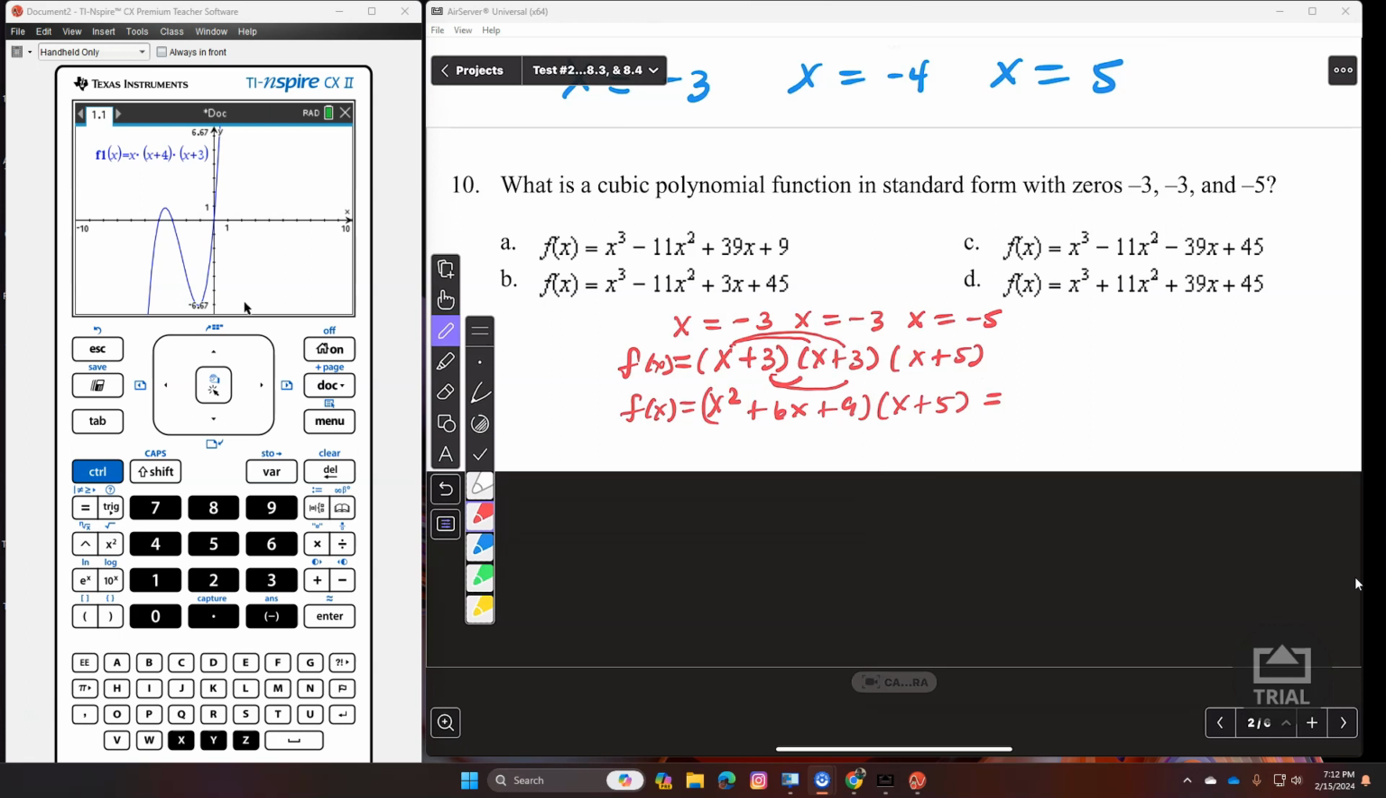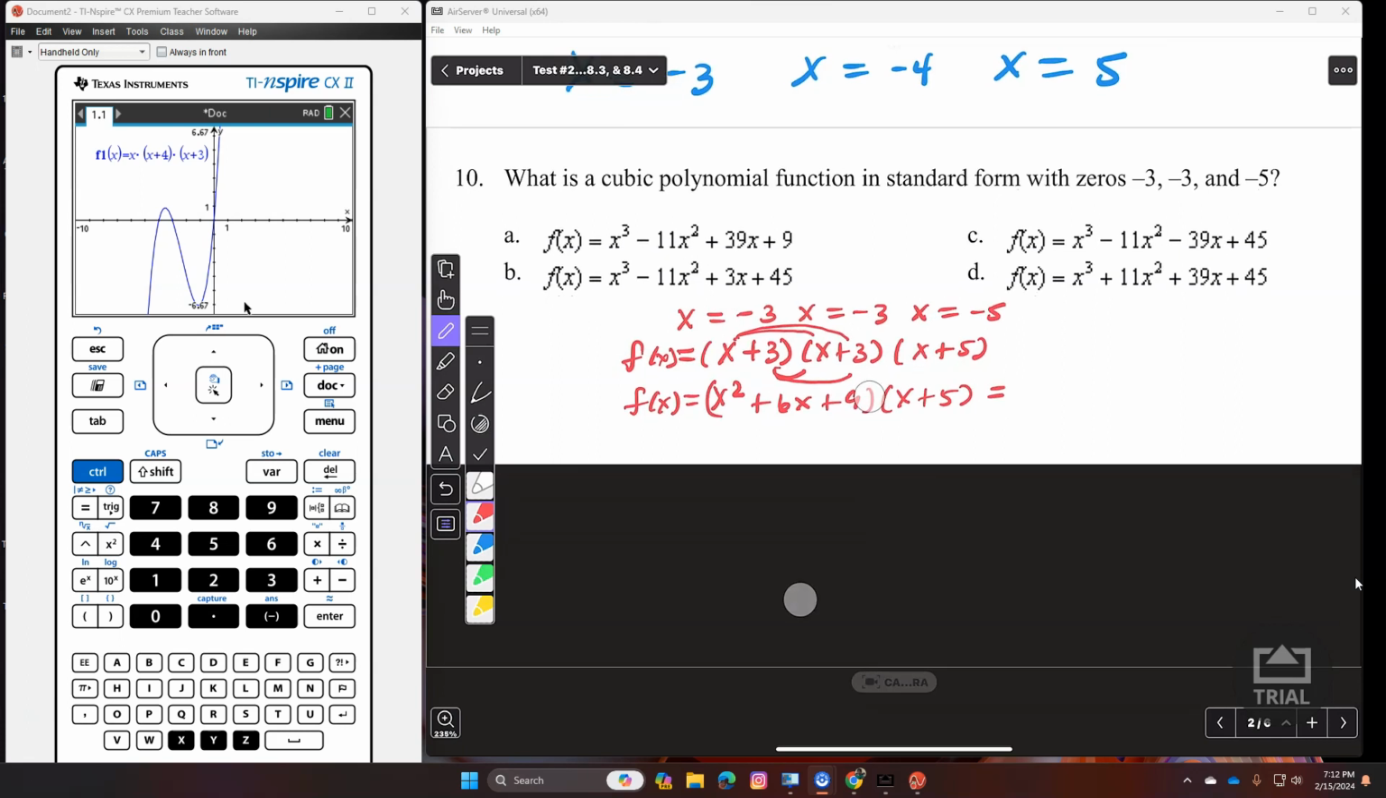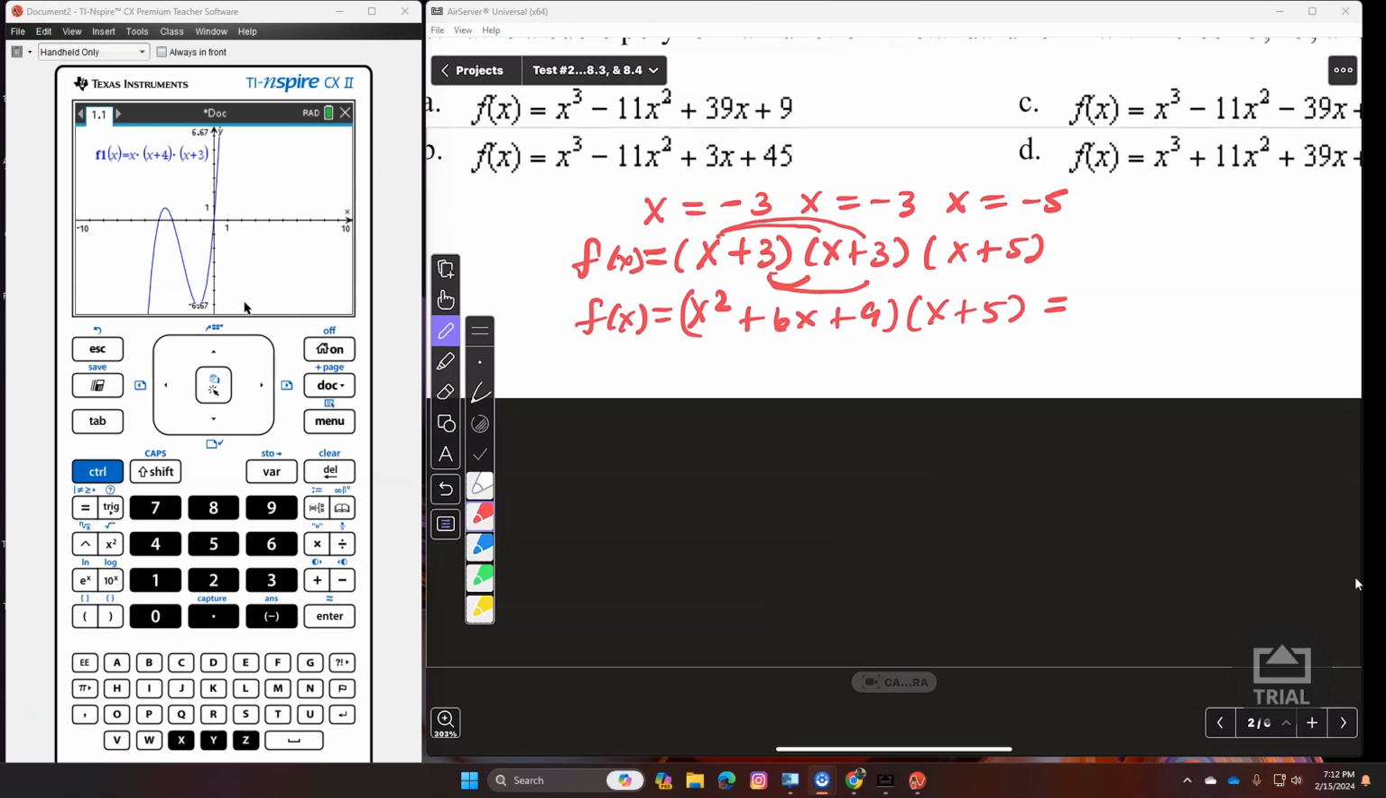So now you need to multiply the trinomial, which is a quadratic, times a binomial. So you have x times x squared. In this case, it's x cubed. X times 6x, that's plus 6x squared. Then you have x times 9, which is 9x. And you're probably thinking, okay, are we done? In this case, we're not done because we still have to distribute the 5.